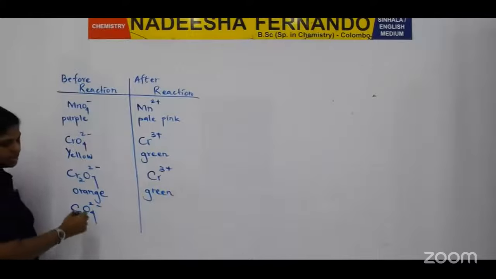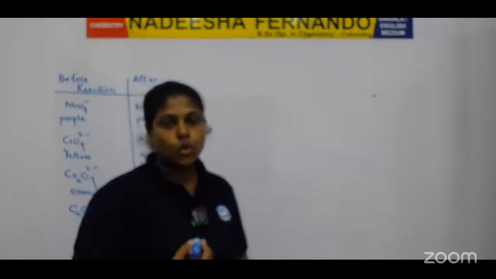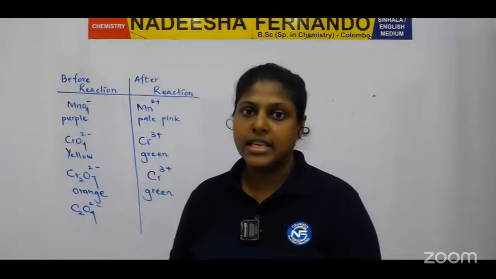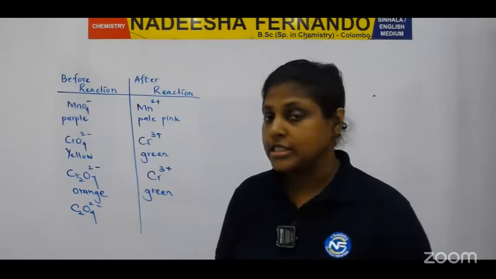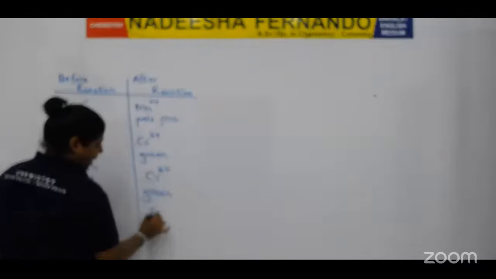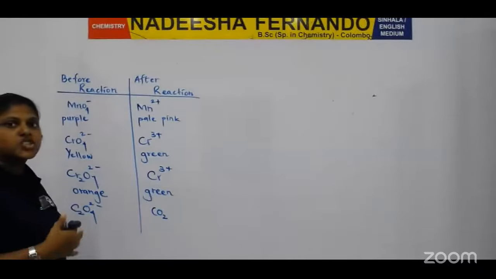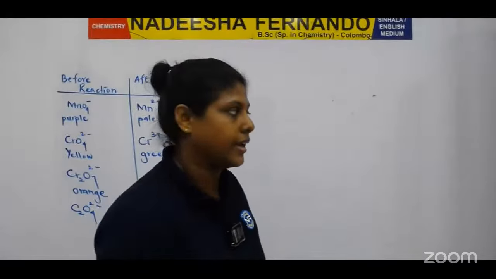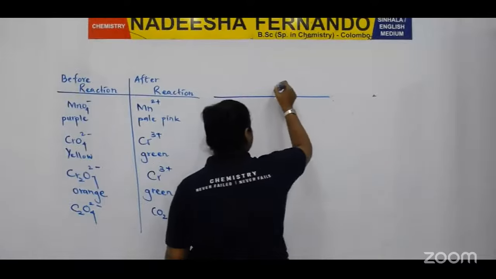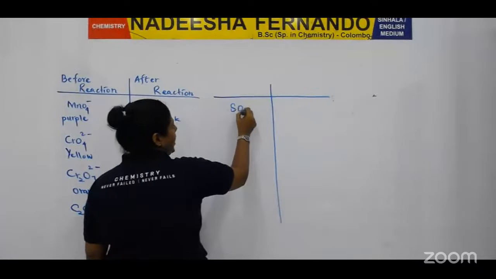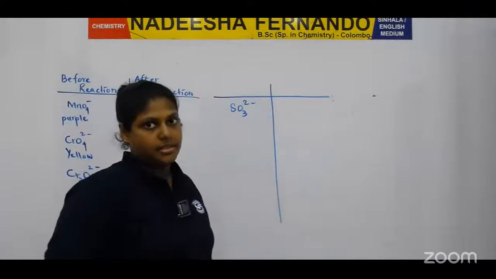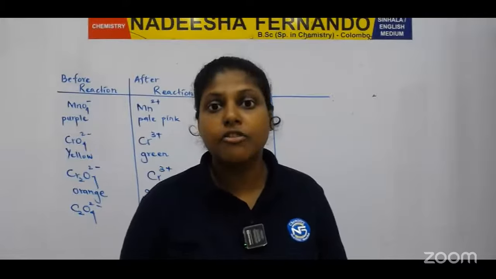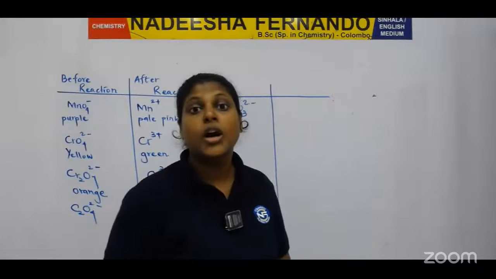C2O4 2 minus. Refer to the note. C2O4 2 minus is the oxalate ion. It goes to CO2, carbon dioxide. So after the reaction is completed, oxalate changed to carbon dioxide. And the second list, when we have SO3 2 minus, SO3 2 minus is sulfite. Sulfite changed to sulfate.